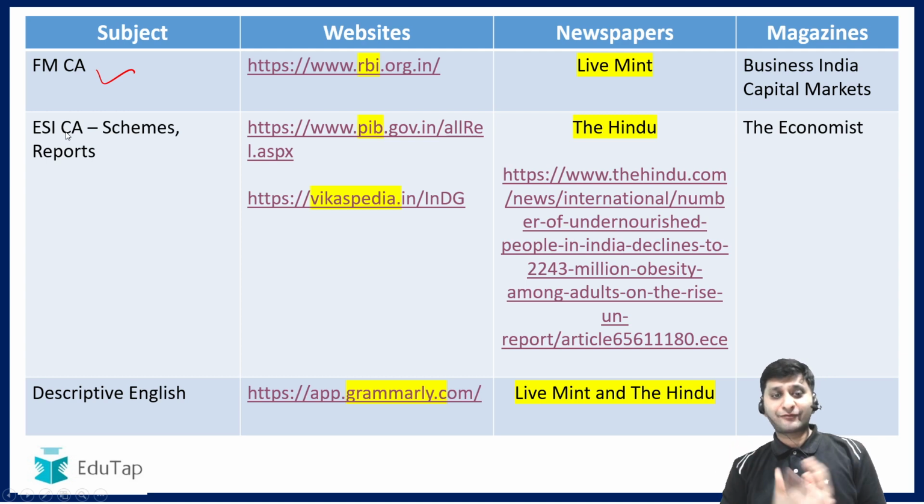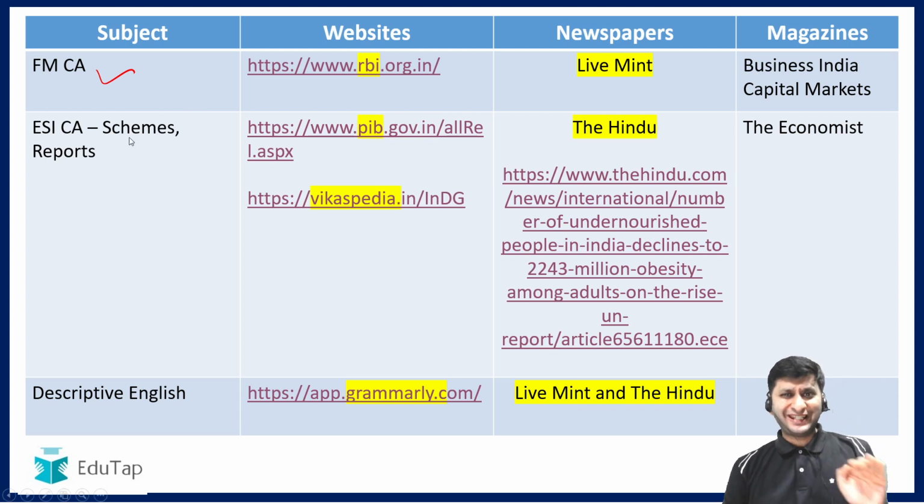In ESI current affairs, there are 2 main pillars that you need to understand. Schemes and reports. Majority of the current affairs that are asked in ESI are from schemes and reports. तो यहाँ पे schemes और reports को कैसे cover करें? First of all, I'll come to schemes.